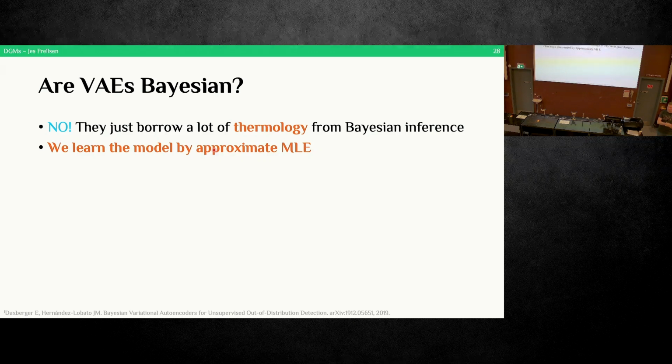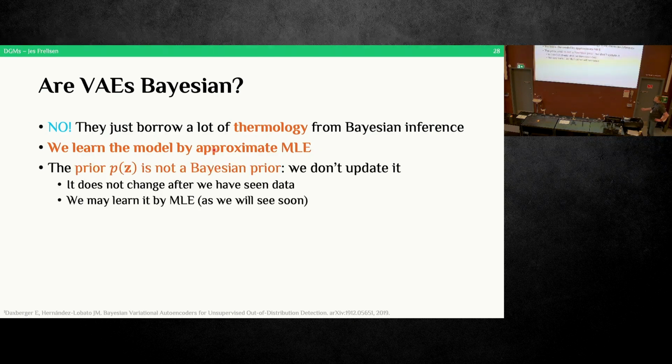If we want to be Bayesian, then we want to calculate a posterior distribution over our parameters. The prior is not a Bayesian prior, so we don't update it. If we're Bayesians, then we put a prior on our parameters, then we observe some data, and then we update our belief about those parameters. Here, we're going to talk about later that we could learn it using maximum likelihood, but in the basic setup, we start with a Gaussian prior, then we train the model, and then when you generate afterwards, the prior remains Gaussian.